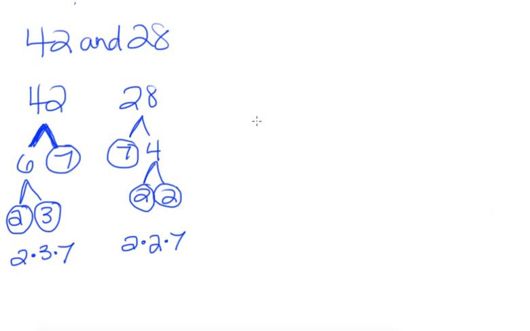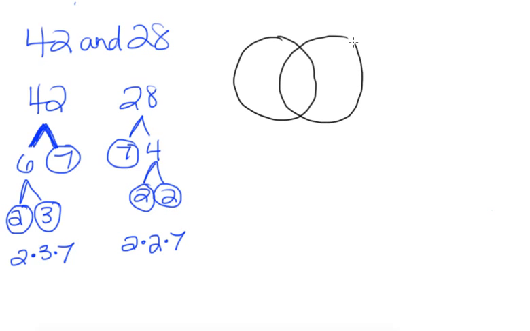Now let's draw our Venn diagram. I'll draw that over here. All right. Here we go. I'll label this circle 42. I'll label this circle 28. It's nice to label your Venn diagram circles so you don't get them too confused. So now let's go through and identify what prime factors they have in common.